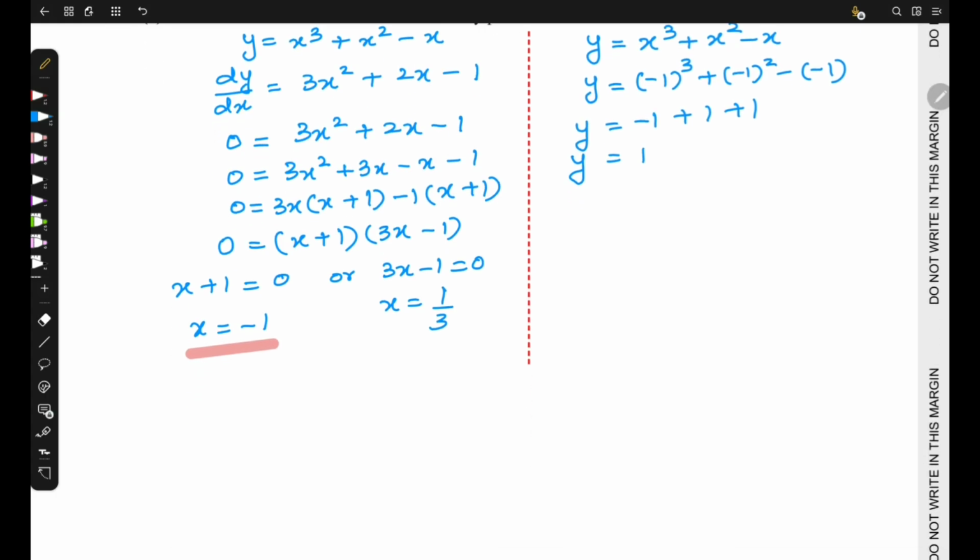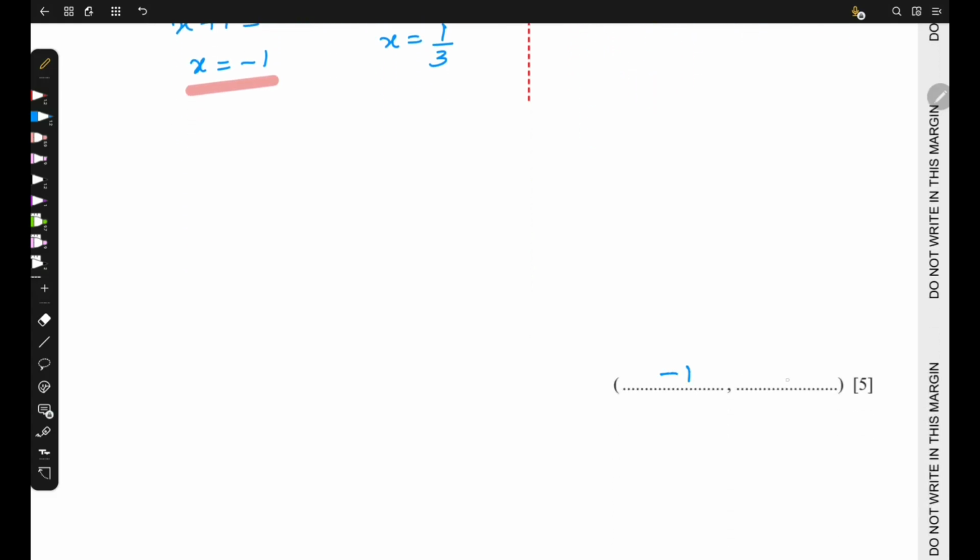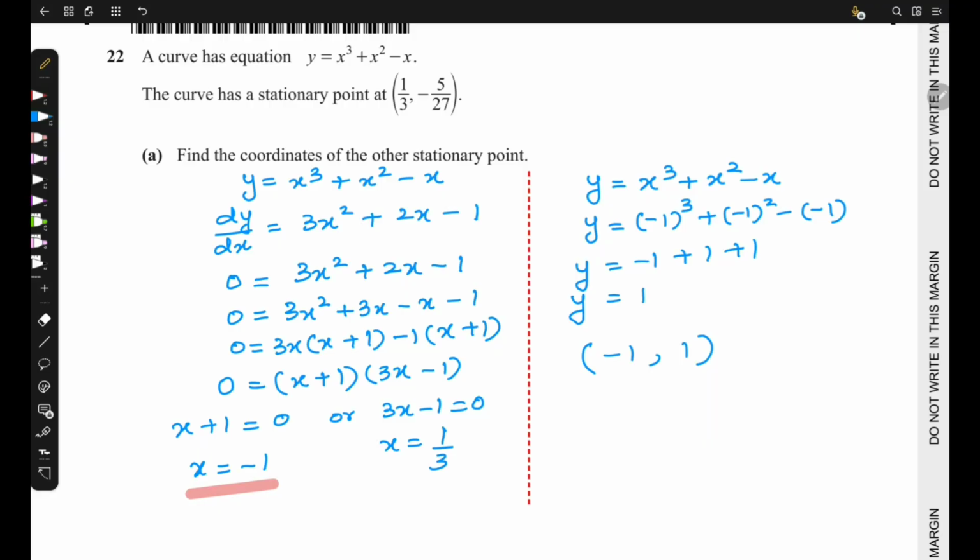So what is the other stationary point? Minus 1 comma 1. This is the other stationary point. One of the stationary points was given in the question and this one is the second stationary point. It means at these 2 points, the gradient would be 0.